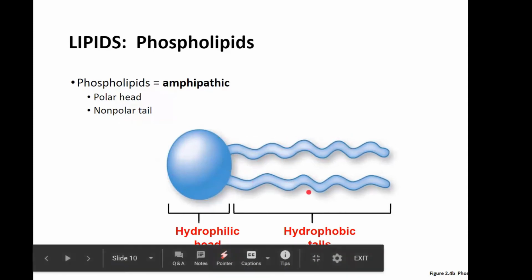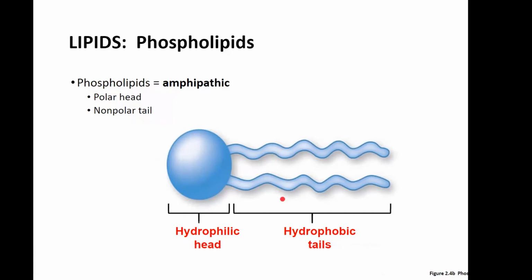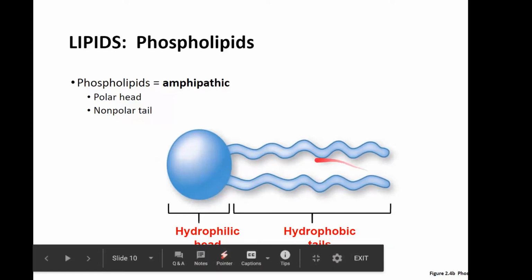So these are fatty acid tails. They're hydrophobic. So we talked about the fatty acids when we were talking about triglycerides. We know they're just these chains of carbon and hydrogen. So these fatty acid tails are hydrophobic. So these are going to repel water and be repelled by water.